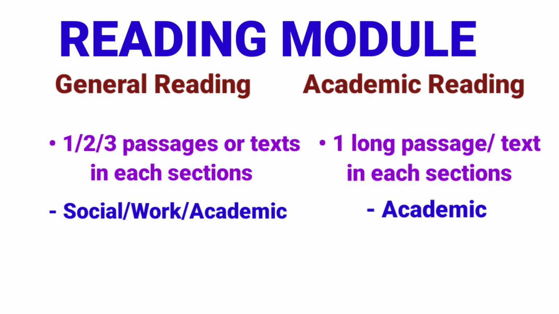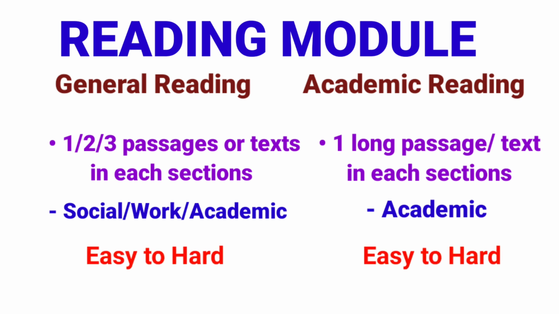In both general and academic reading tests, these 3 sections are in order of difficulty. That means section 1 is going to be the easiest, whereas section 3 is going to be the hardest. This is to say that the passage can be a little lengthier or the language could be a little more difficult. Let's see the format of the general and academic reading tests.